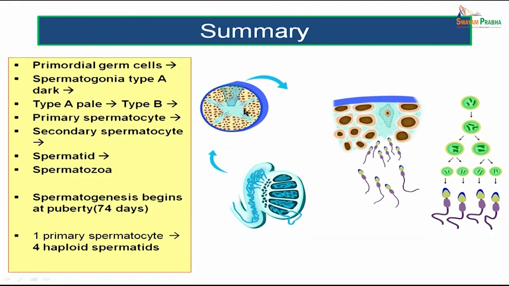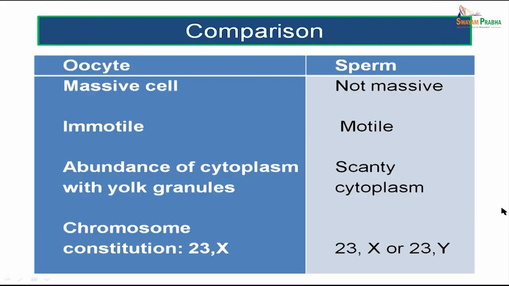So we can see a cut section of a testis, divided into lobules. We can see many seminiferous tubules. This is a cut section of a seminiferous tubule with Sertoli cells and the different stages of spermatogonia. And again, this is the Sertoli cell with different stages. And finally, the sperms are liberated into the lumen of the seminiferous tubule. And these are the spermatids. These spermatids undergo a maturation process known as spermiogenesis in order to form mature sperm.